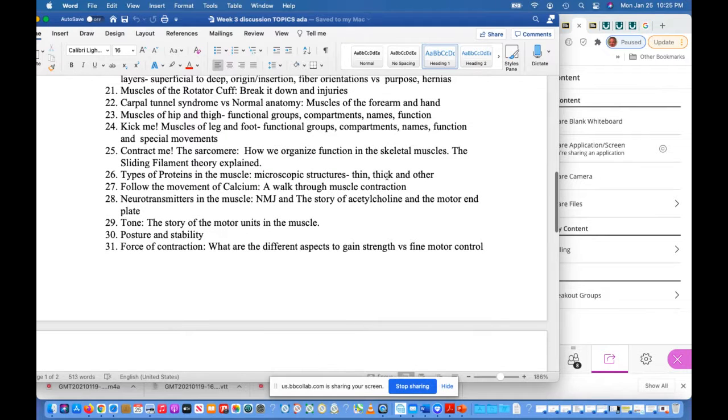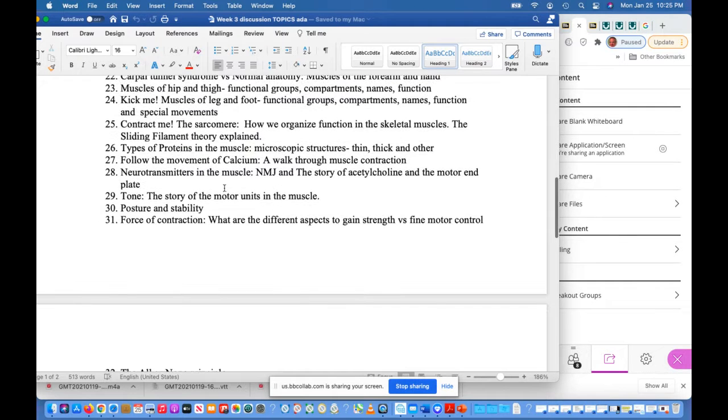Types of proteins, the thick and thin ones. You heard me mention actin and myosin. You'll talk about the protein filaments and the power stroke that takes place. Calcium's involvement in muscle contraction. Here's the NMJ, the neuromuscular junction that I mentioned earlier. A lot of these are going to overlap, so you're going to have some great dialogue amongst each other.